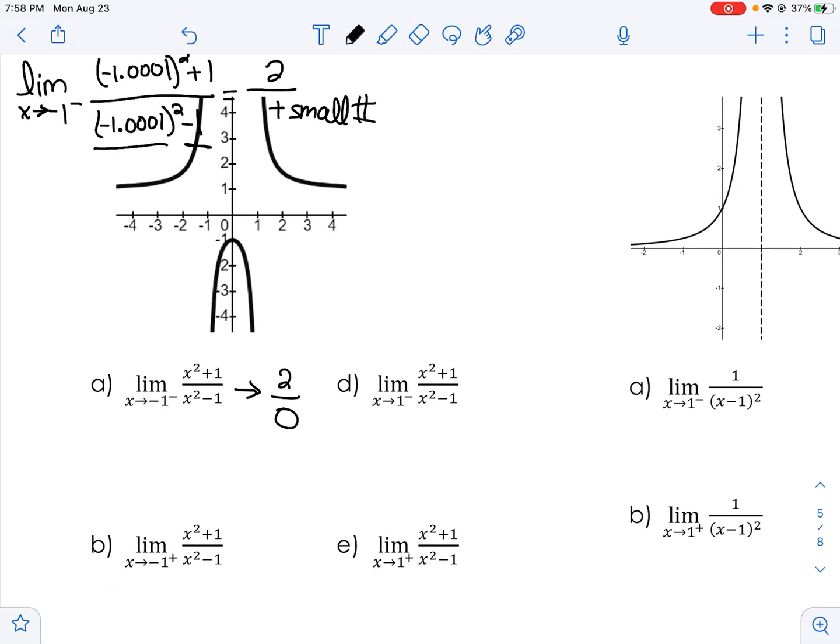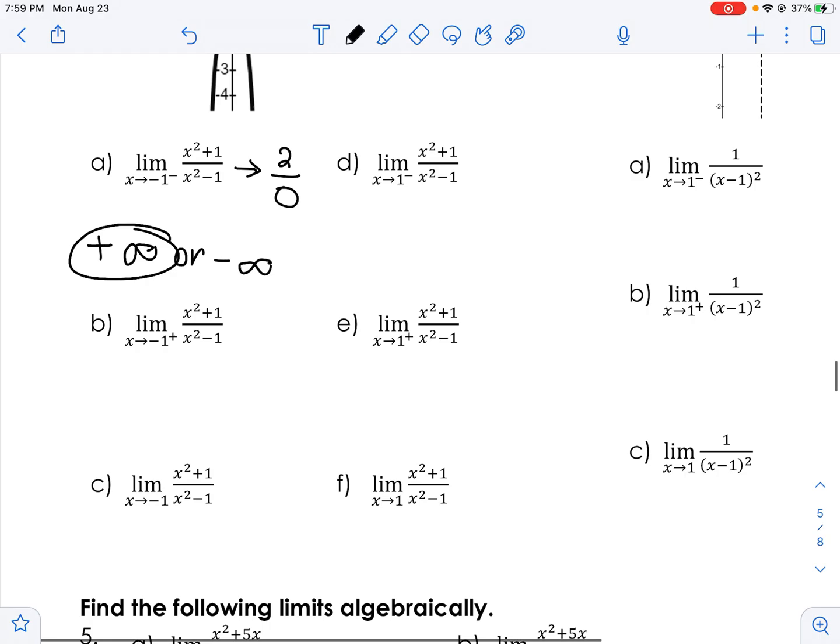Well, again, we told you that you can only have 2 answer choices whenever we're taking the limit, and it's a vertical asymptote. It's either going to be positive infinity or negative infinity. So it's a 50-50 chance. And if I have a positive number on top divided by a positive number on bottom, my limit is going to go towards positive infinity.